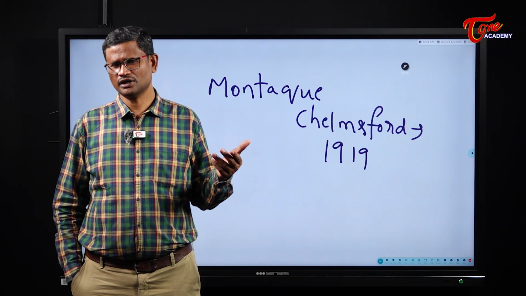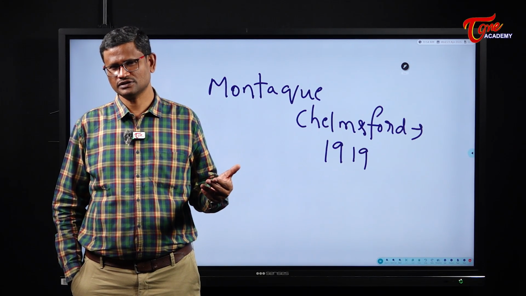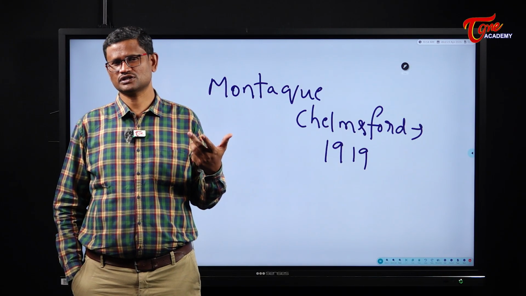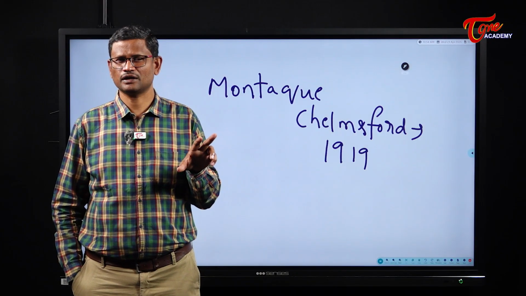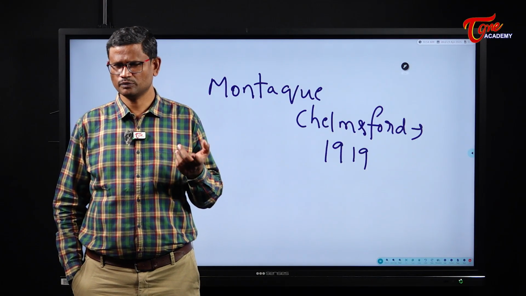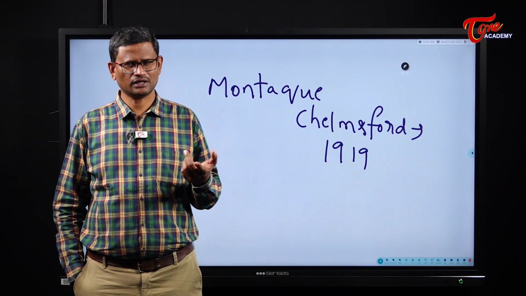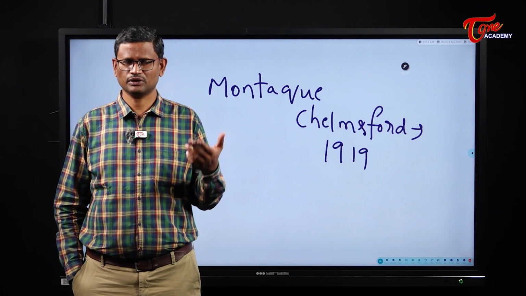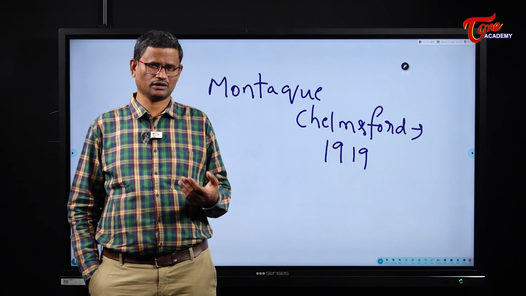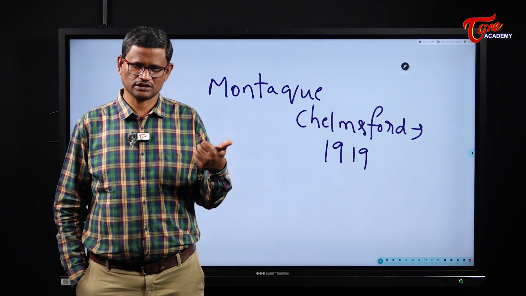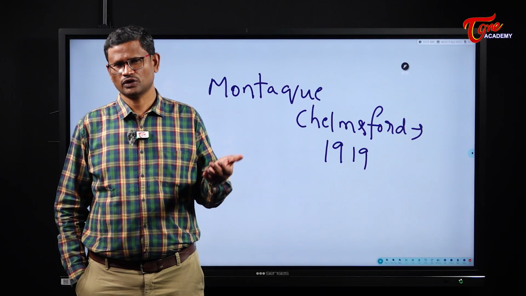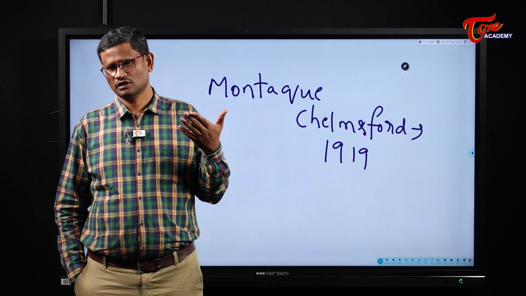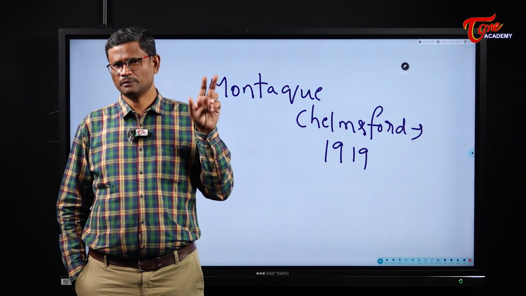The other reason why the Montagu-Chelmsford reforms is very important is that it laid for the first time the foundations for a bicameral parliament at the union level. So what do you mean by bicameralism? Bicameralism refers to two houses in the legislature. For example, the Indian Parliament today is bicameral. We have an upper house which is called Rajya Sabha or the Council of States, and Lok Sabha, which is the lower house. So the Indian Parliament is bicameral.